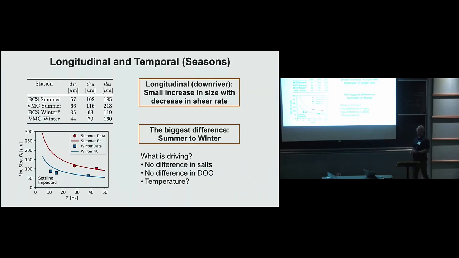Okay, so what we think is going on, we looked and thought, well, maybe there's some difference in the salts, but there's no difference in the types of cations that are there or the concentration. There's no difference in the dissolved organic content. That's all the same concentrations. The Mississippi doesn't have a lot of seasonality in that, but there is a big difference in temperature.